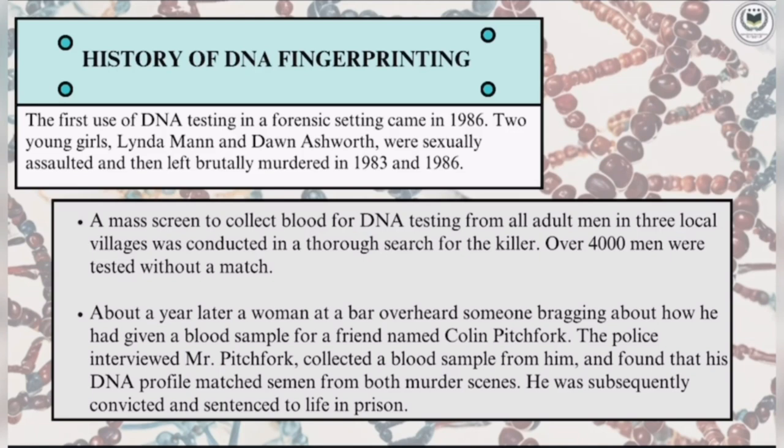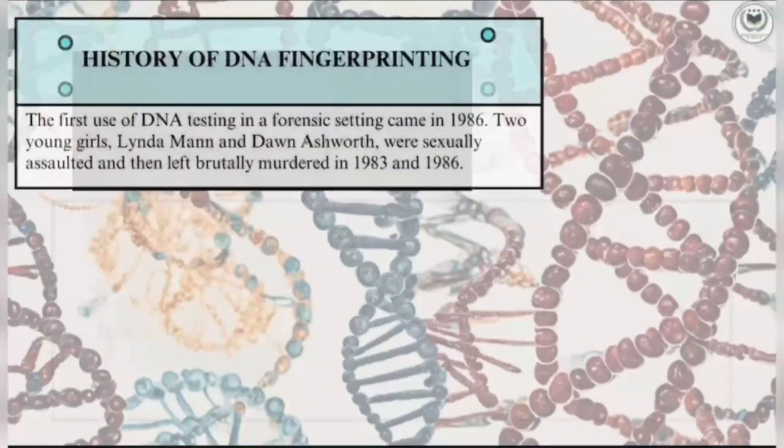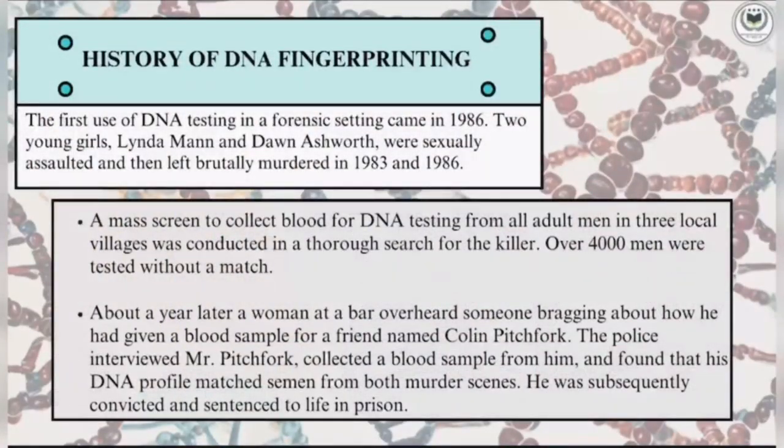In the 1980s, two young girls, Lynda Mann and Dawn Ashworth, were sexually assaulted and murdered in the Leicestershire area of England. Their deaths remained unsolved for several years, and the case became a mystery that the police struggled to crack. In 1986, Alec Jeffreys, the British geneticist who had pioneered the DNA fingerprint technique, was approached to help in solving the case. This was a crucial turning point in the investigation.